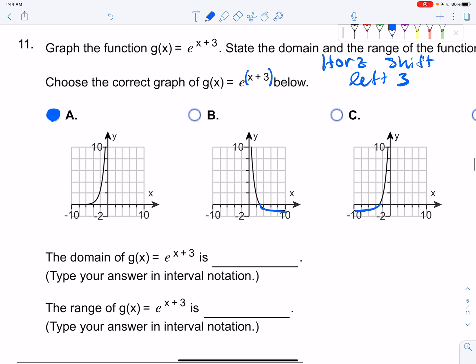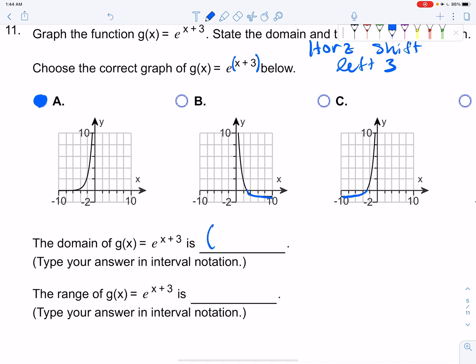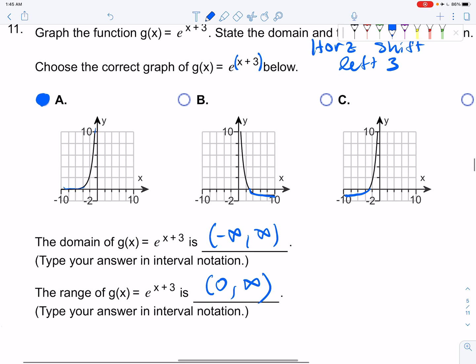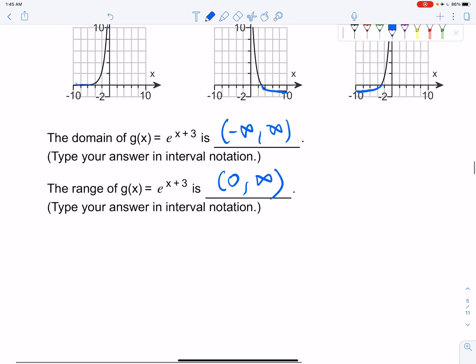And then now we want to write the domain. The domain is still going to be all reals. In fact, that's the answer for all these. And this guy is settling in, but never crossing the x-axis. So this is going to be approaching 0, never crossing it, and then approaching infinity, getting bigger and bigger, or taller and taller, or higher and higher, right? The y value is going up and up.